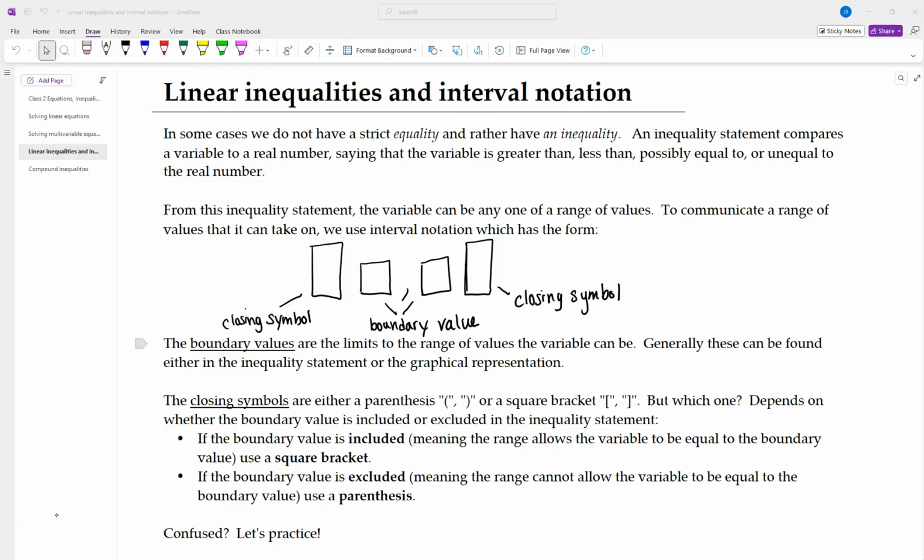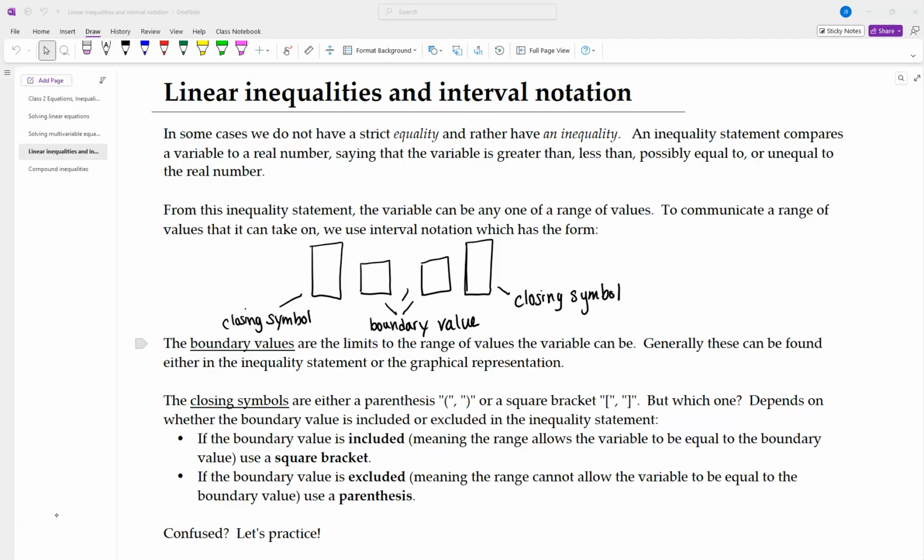So an inequality just compares the variable to a real number, and from that comparison, it could be that we know it is greater than, less than, not equal to, but maybe possibly equal to this number, when we're looking at a variable. And so when we talk about what a solution looks like to an inequality statement, it's often a range of values. And to communicate that range, we use a condensed compact notation in mathematics called interval notation.